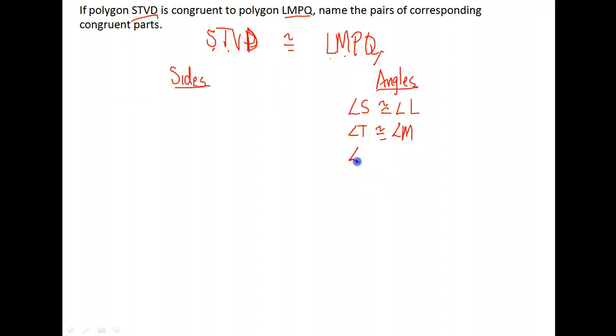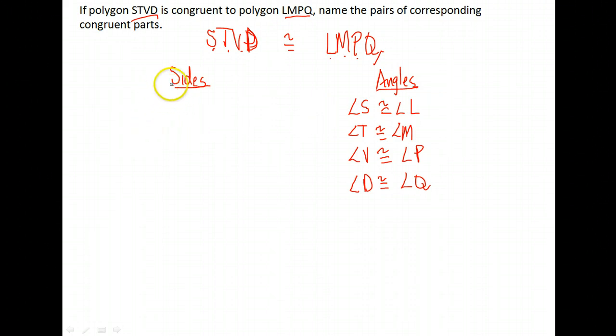Angle V, so if we just continue that, you can see the pattern we're using here. The third letter in this name corresponds to the third letter in this name, angle D. And that's a rule that has to be followed when you're naming congruent figures. You have to line up the corresponding parts.